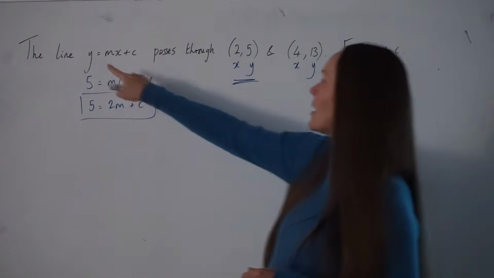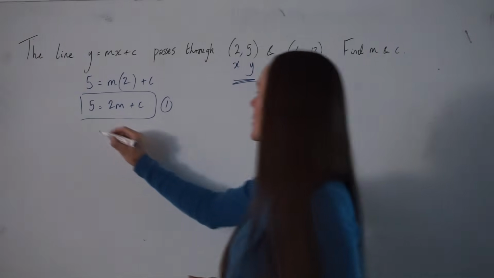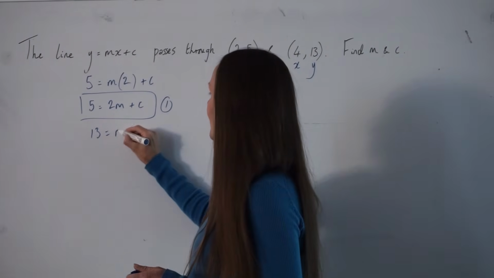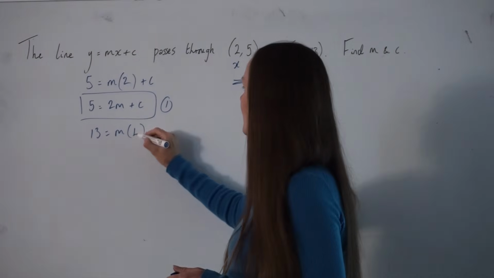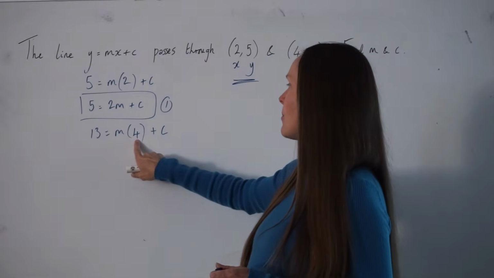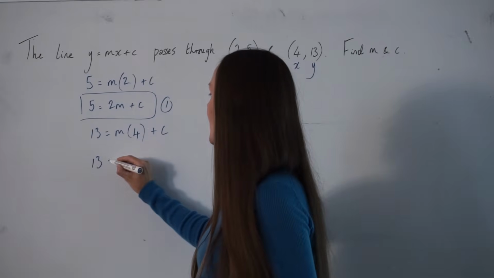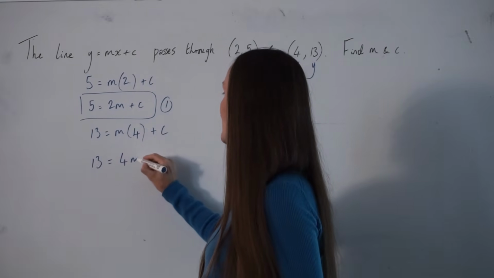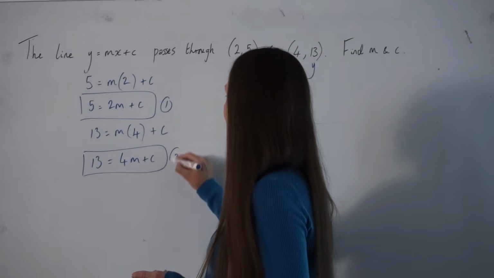Okay, so now I'm going to do exactly the same thing with the second point. Instead of y equals in the equation, we're now going to have 13 equals. Then we need to replace the x value with the number 4, not forgetting to add c. Okay, and m multiplied by 4 is 4m, so we can simplify this equation so that it says 13 equals 4m plus c. And let's call that equation 2.